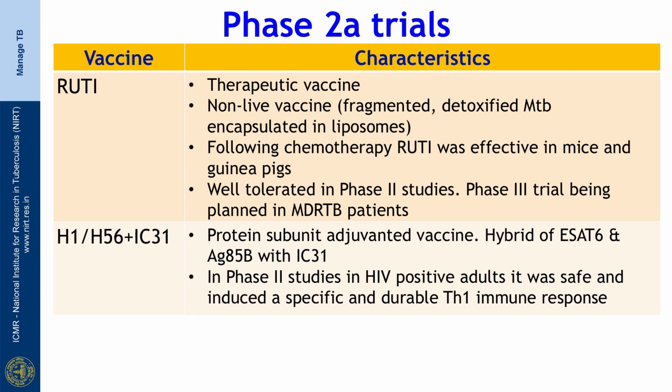The H1/IC31 and the H4/IC31 are adjuvanted vaccines. The H56:IC31, the protein subunit adjuvanted vaccine, is a hybrid of ESAT6 and antigen 85B with adjuvant IC31. In phase 2 studies in HIV positive adults, it was safe and induced a specific and durable Th1 immune response.